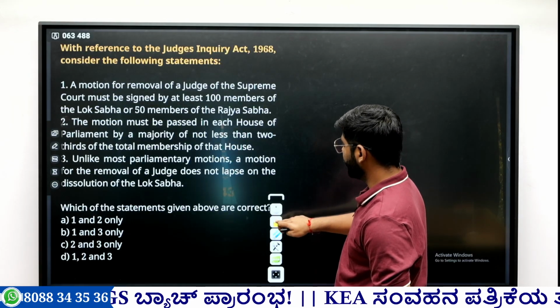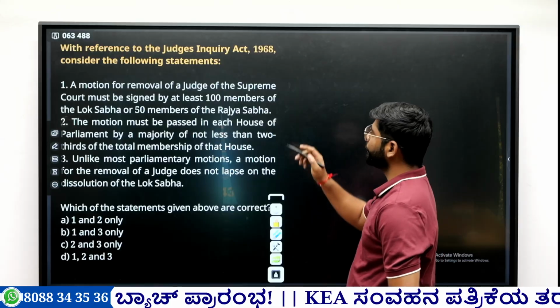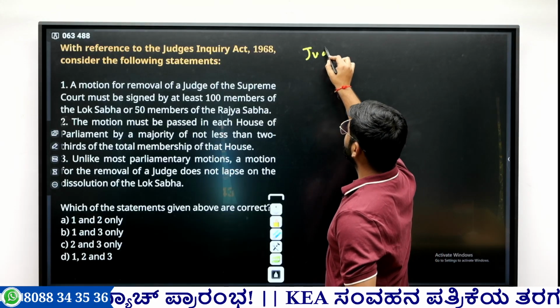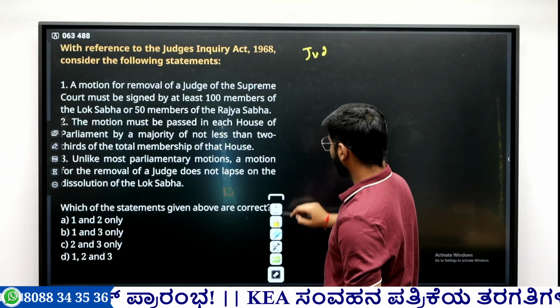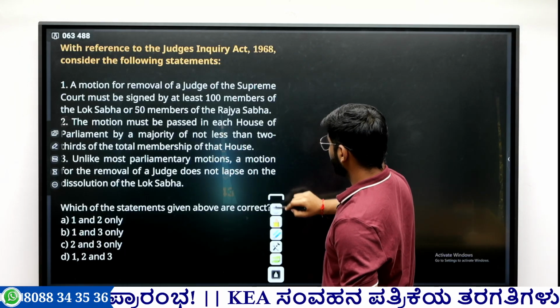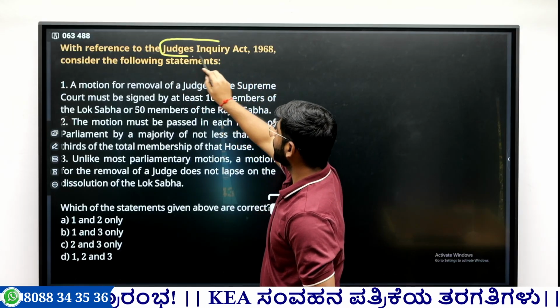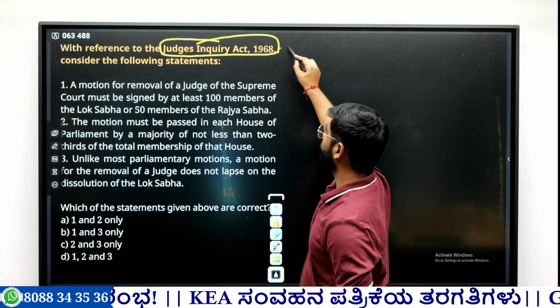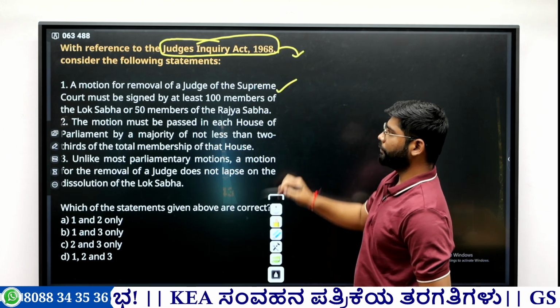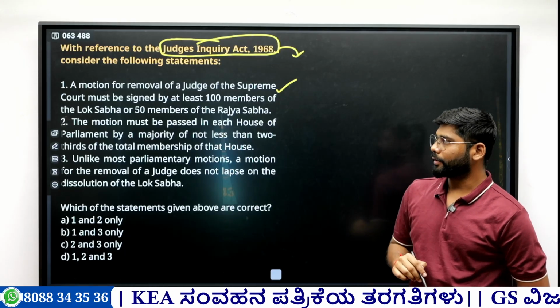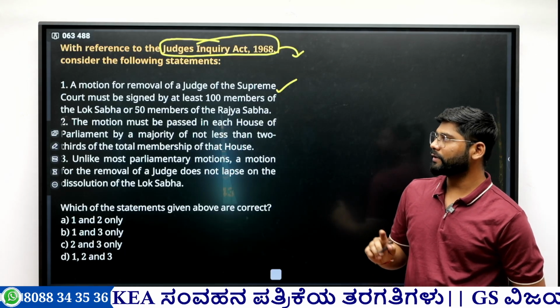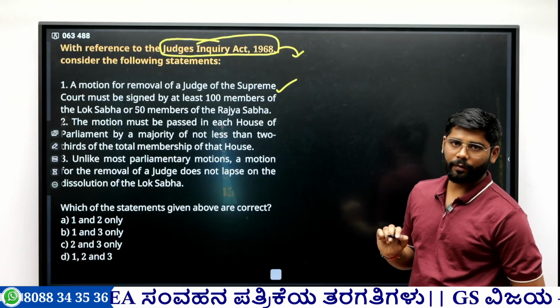Okay, before this, we'll briefly discuss the impeachment. The Judges Inquiry Act has given some procedure. What is the procedure? The first is the motion for removal of judges of Supreme Court. In case of Lok Sabha, it must be signed by 100 members, and in case of Rajya Sabha, it must be signed by 50 members.